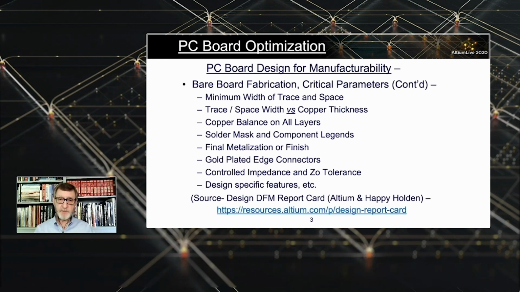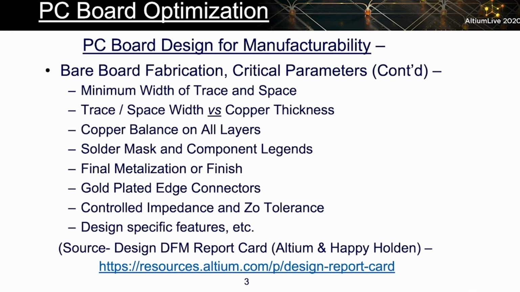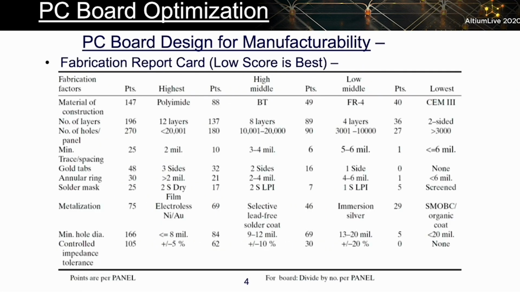The source for these bullet items that we're looking at is a paper from our friend Happy Holden, and you can find it on Altium's website, altium.com. All you have to do is look up Design Report Card by Happy Holden, and you will find this. You will also find in that paper this particular table. This is an example of a fabricator's report card, and you can see the line items on here.